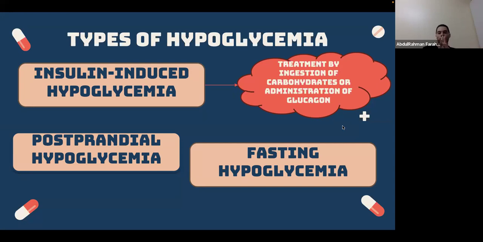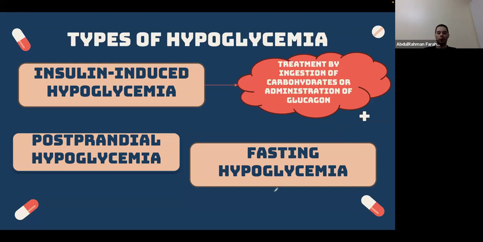Okay. The other type of hypoglycemia would be postprandial hypoglycemia. So what does postprandial mean? Post would mean after. Prandial would be eat or feeding. So after they ate, they would get a hypoglycemia. And this is associated with an exaggerated response of the body to the food. And so it would release way too much insulin than needed. And this could lead to the hypoglycemia.